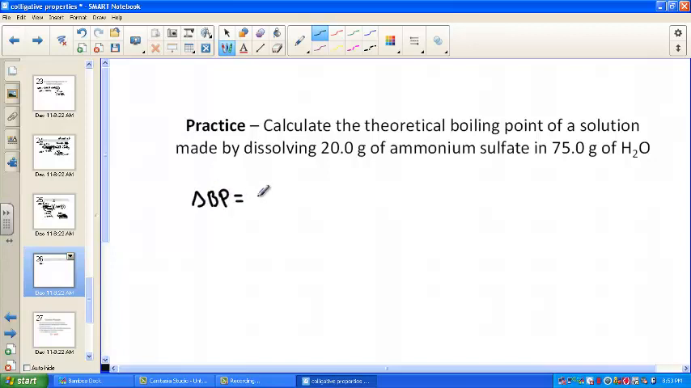Change in the boiling point is found by taking the solute ammonium sulfate, ammonium with its +1, sulfate with a -2, so we get NH4 taken twice, SO4. We're going to take 20 grams of ammonium sulfate, drop it into 75 grams of water, and tell me what temperature that solution would boil at. Boiling points raise when we add a solute. Well, we need the molality, so we have a little molality work to do.